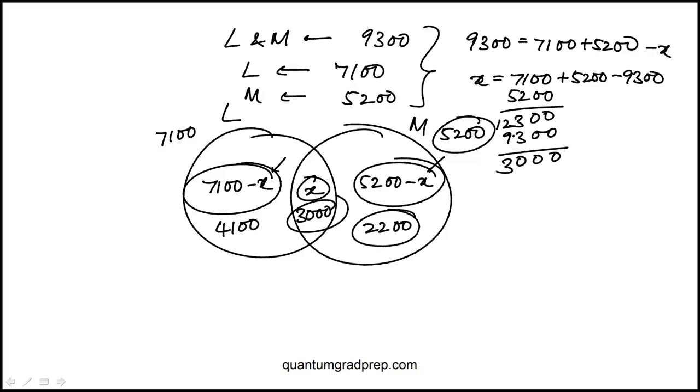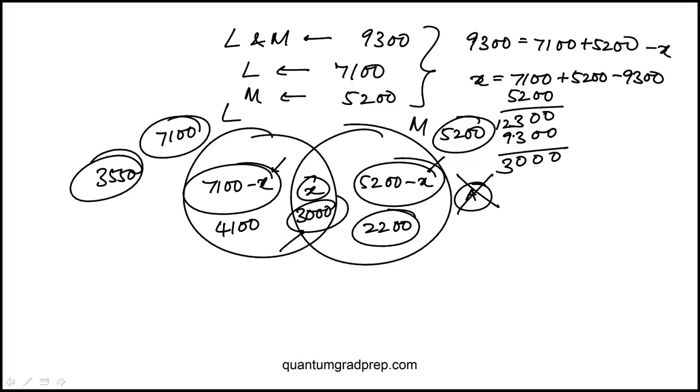So I'm going to go through the choices. A says more than half of the titles distributed by L are also distributed by M. And that is not true, because half the titles distributed by L would be a little bit more than 3,500. In fact, it would be 3,550, but only 3,000 are. So A is out.